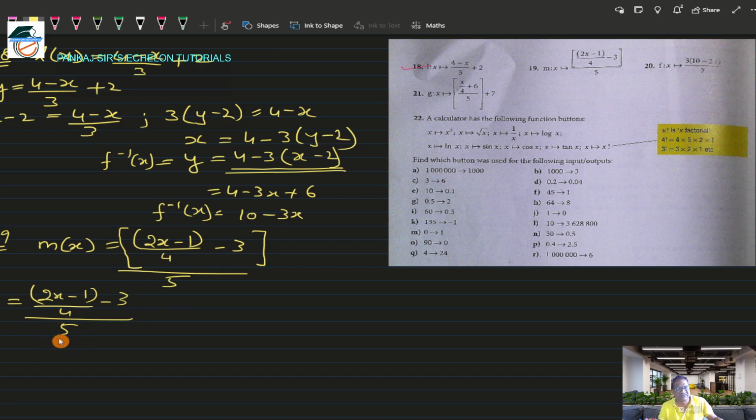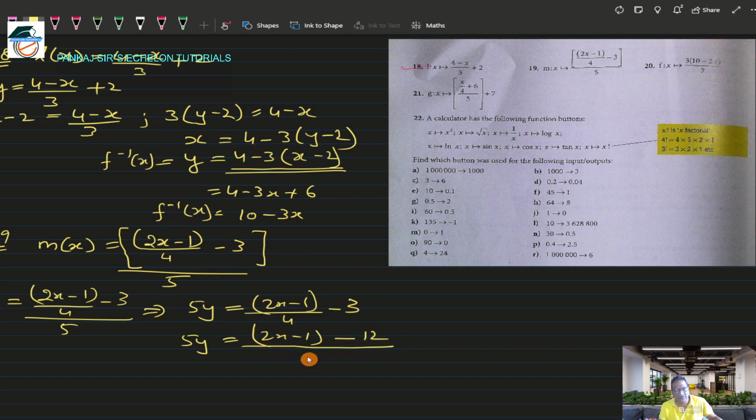Now this 5, I can take it right away. So this will give me 5y, this 5 I'm bringing here. 5 into y is 5y, equal to 2x minus 1 upon 4 minus 3. Now here I'm going to take the LCM. So 5y will be equal to 2x minus 1 minus 4 threes are 12, upon 4.